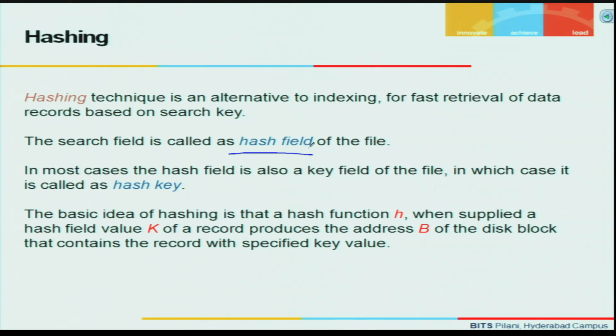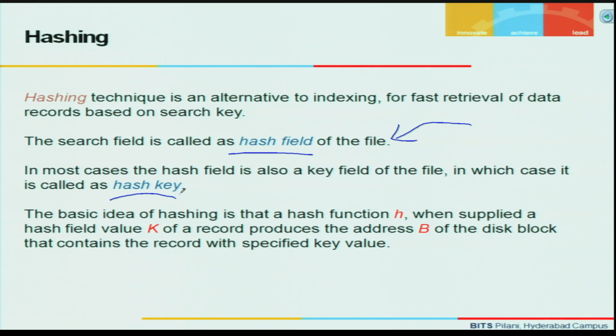In most cases, the hash field is also a key field of the file. That means, what is a file? Normally the data pertaining to a relation in a database is stored in a file. So that is why the key field of that file normally becomes the hash field, in which case it is called a hash key. If the key is the hash field, then it is called a hash key. If it is not a key, it is just called a hash field.